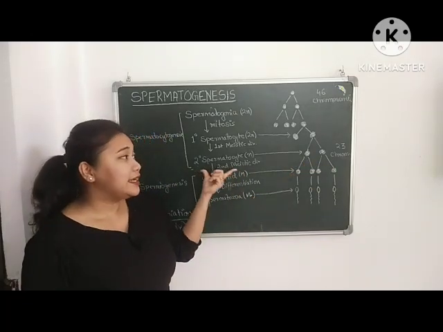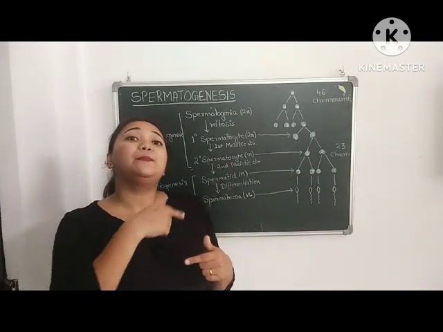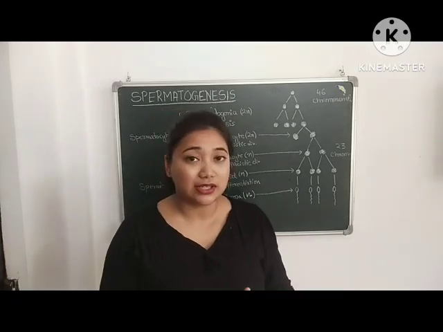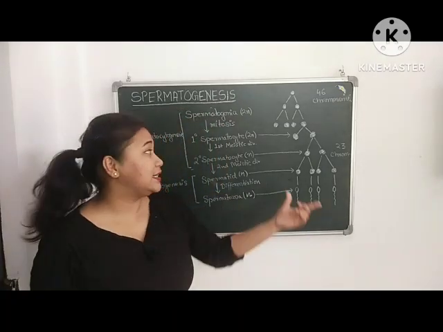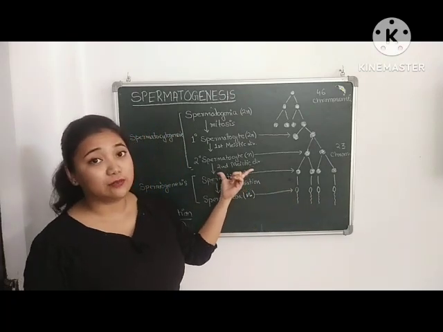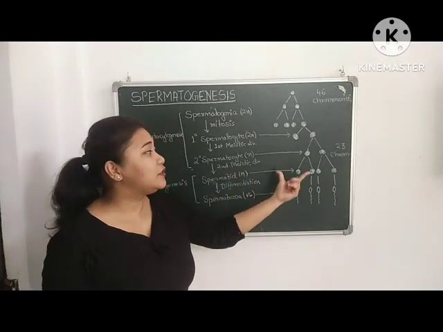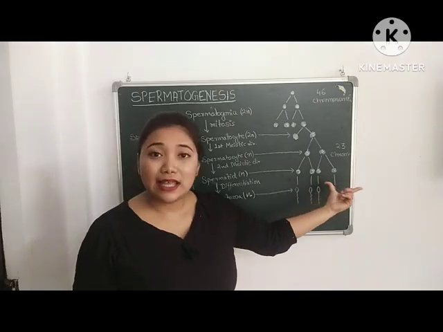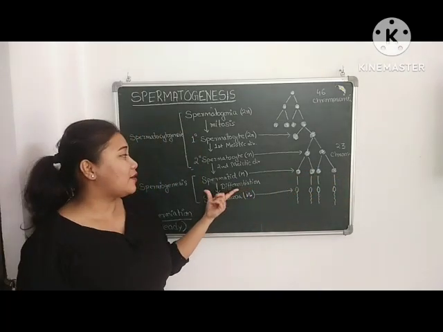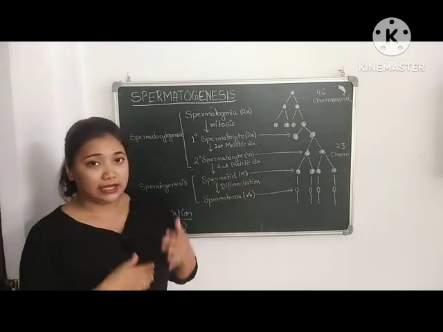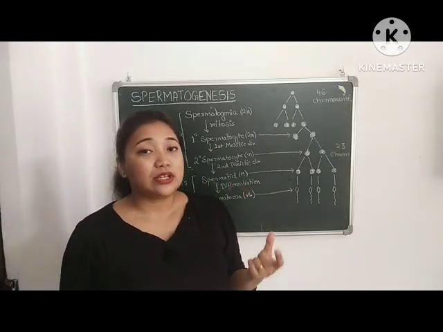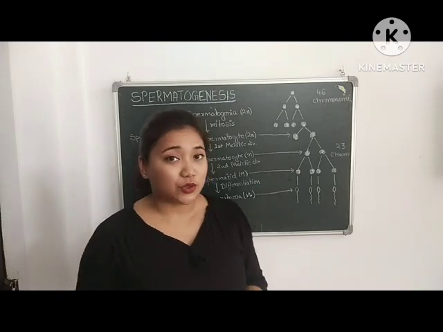Then the secondary spermatocyte will complete the process of meiosis. It will again undergo the rest of the meiosis, that is meiosis 2 or second meiotic division, and it will form the final cells. These final cells are called the spermatids. So this spermatid will again be haploid, that is 23 chromosomes.